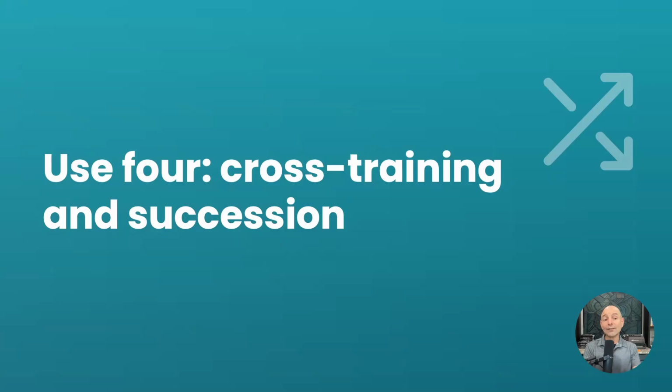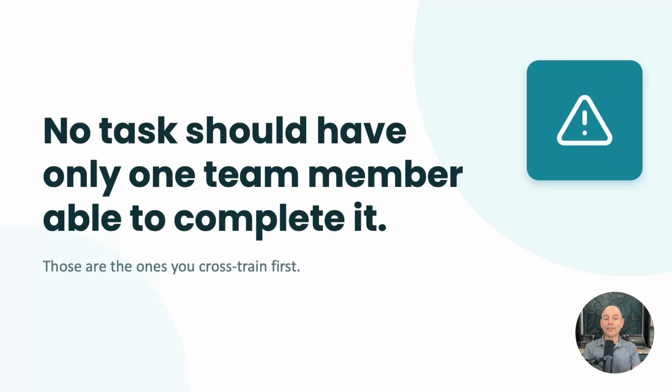The fourth and final way that I use this spreadsheet is for cross-training and succession. First of all, let's talk about cross-training. As your team members start to complete their own task spreadsheets, if you realize that you only have one team member that knows how to complete a specific task, that's going to be a weak link for you. Not that that staff member is a weak link, but if that person leaves or has to take a leave of absence for an extended period, suddenly no one else there knows how to do it. So it's going to be important that you figure out how to cross-train on those tasks first.